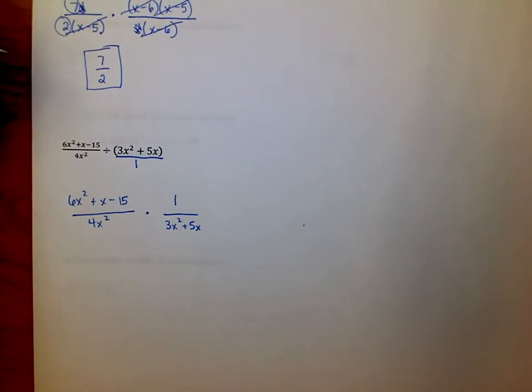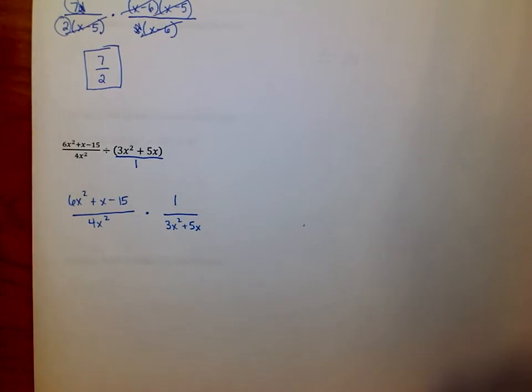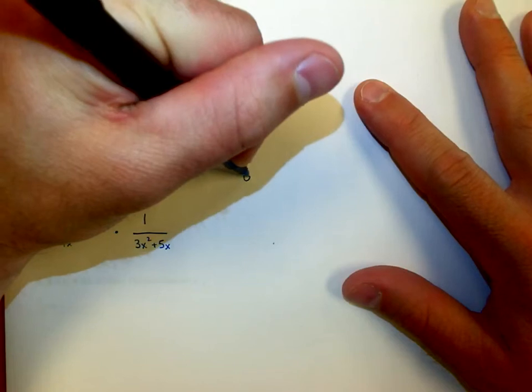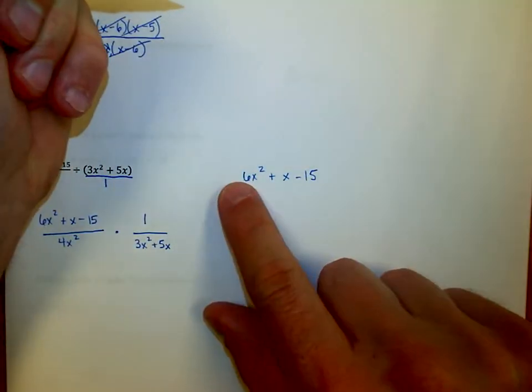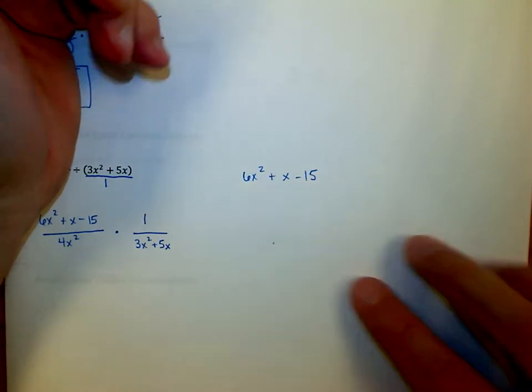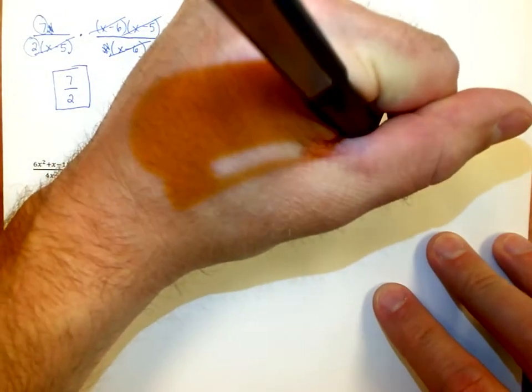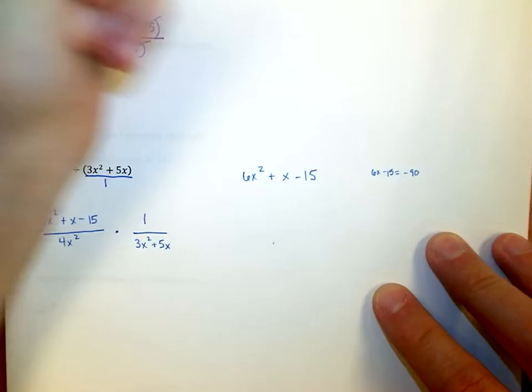So now the hard part of this problem is actually not knowing that, but how do I factor the 6x squared plus x minus 15? So just a quick review. Remember, whenever we have 6x squared plus x minus 15, how do we attack this whenever there's a number in front of the x squared? First thing first, we take 6 times negative 15, and 6 times negative 15 would be negative 90.